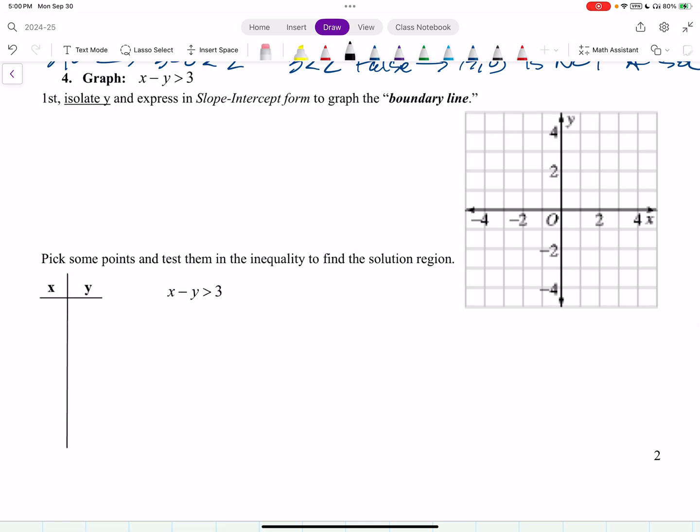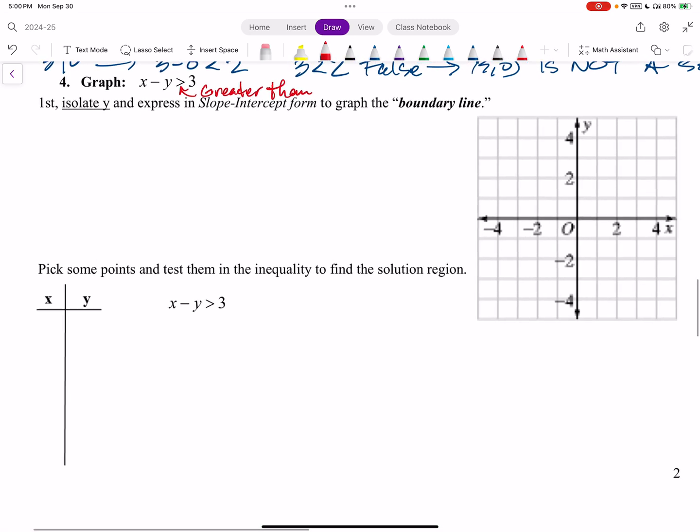We got x minus y is greater than 3. Okay, so this symbol right here is called greater than. So in red, write down greater than. Bigger than, greater than. So we want to find the difference of two numbers that's greater than 3. Okay, so now we're going to take this down here. We're going to write the boundary line. So BL for boundary line. So x minus y is equal to 3. Okay, you switch to an equal sign when you work with the boundary line.